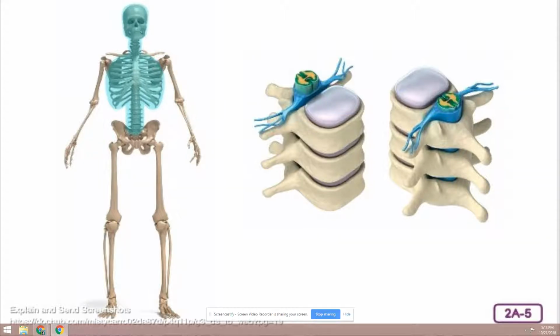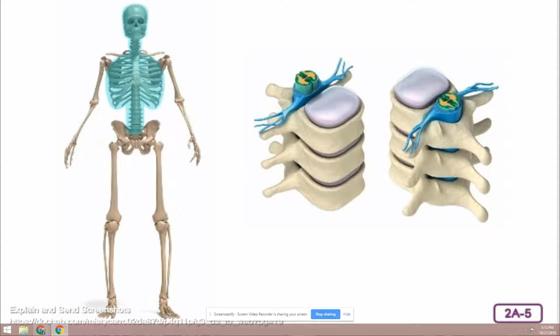Each vertebra also has a hole in it, and this allows our spinal cord, which is a very important pathway of nerves, to pass through it. So if you look at the picture here, we can see our spinal cord. Your spinal column protects that spinal cord.